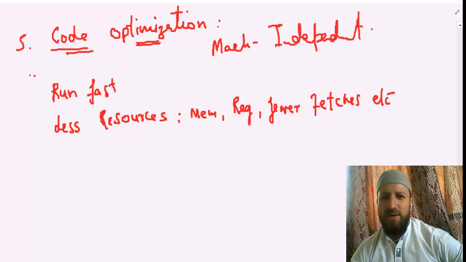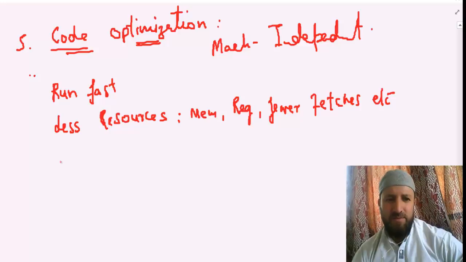It will use fewer resources like memory and registers. It will have fewer fetches. There are a lot of things we can do so that later on, when we convert this to target code, it's much better and much faster code. Maybe it will consume less power as well. Okay. So there could be a lot of things. We will try to see them later on in detail as well.